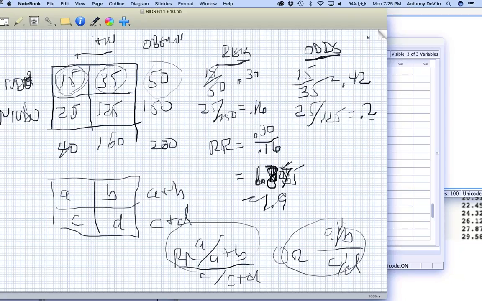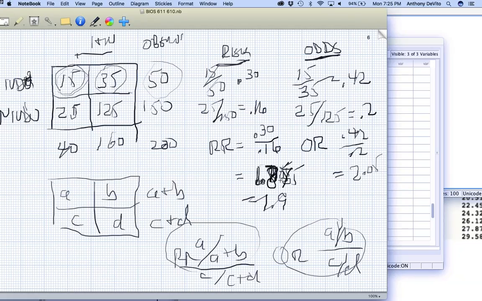So this is going to be 0.25, 0.2, correct? Okay, so now, just like before, we're going to calculate an odds ratio, which is just going to be 0.42 over 0.2. So it's going to be 2.05 or something like that. Okay, so how's our odds ratio and risk ratio? How would they relate? They're pretty close to one another, aren't they? Yes.